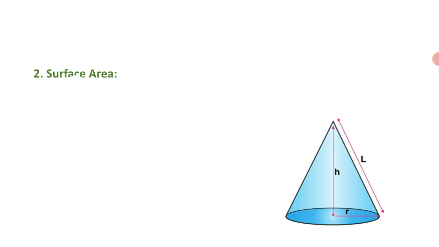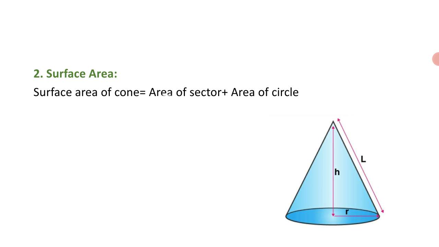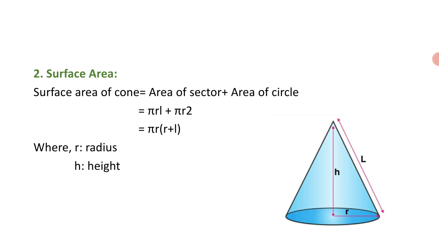Next, we can see the formula for surface area. Surface area of a cone is area of sector plus area of circle. Area of sector plus area of circle is pi r L plus pi r square. In this we can take pi r commonly outside and we get pi r into r plus L. Here r is the radius and h is the height of the cone.